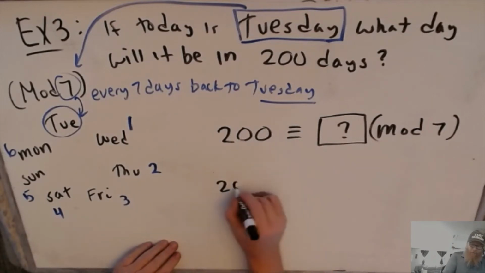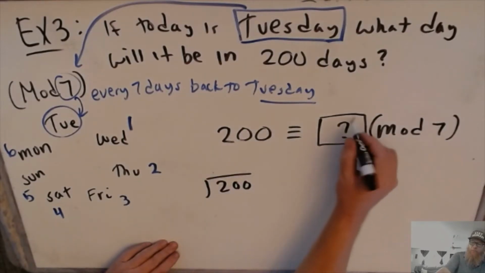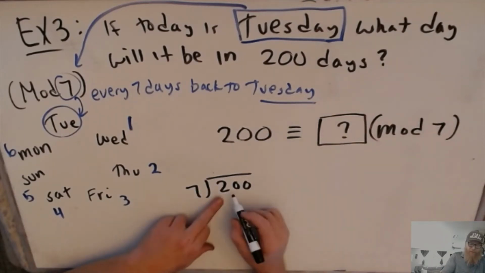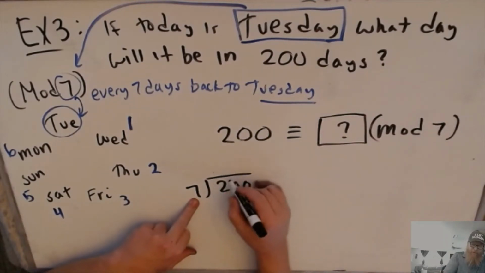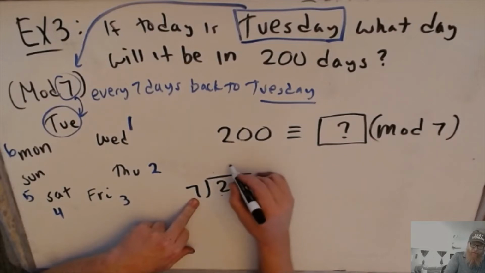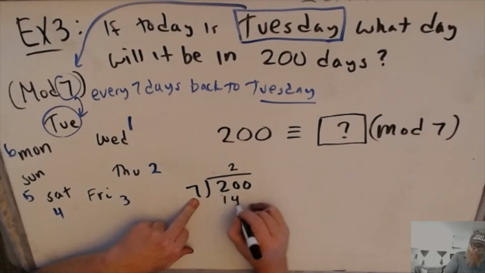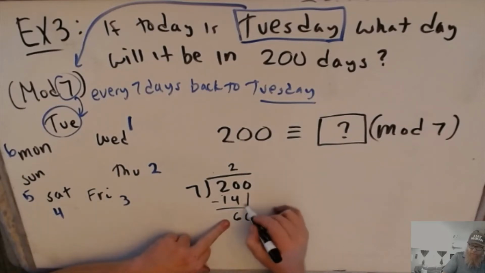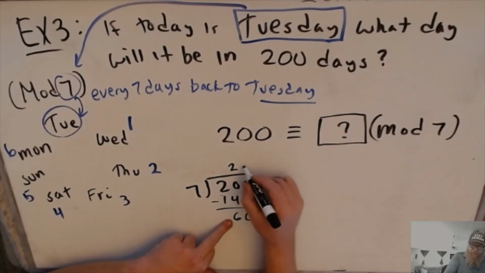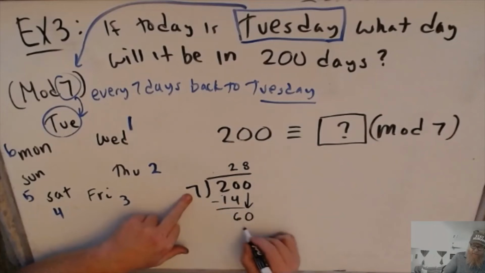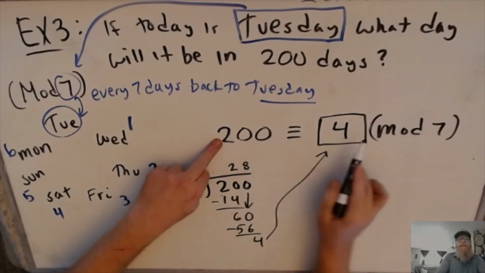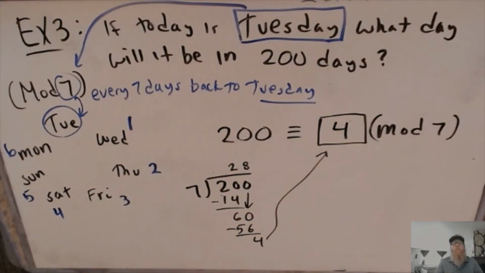All right, so remember, you divide, and you put the remainder in here, divide by the modulus. So 200 divided by 7, that would be 20 divided by 7 is 2. 2 times 7 is 14, remainder 6, bring down the 0. 7 goes into 60 8 times. 8 times 7 is 56, remainder 4. So that means 200 is behaving like 4.